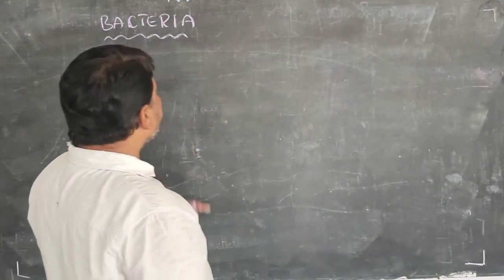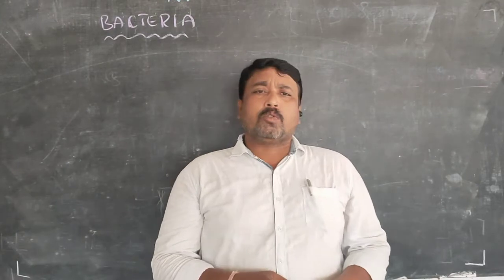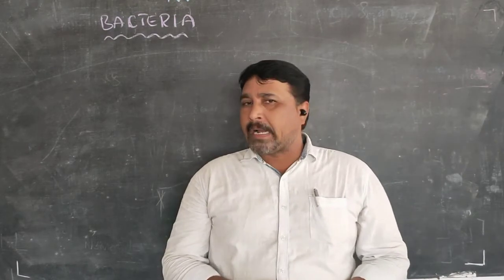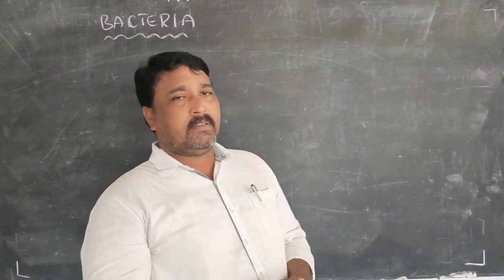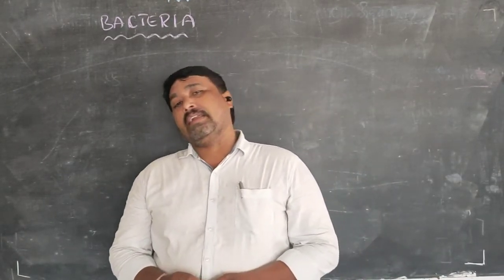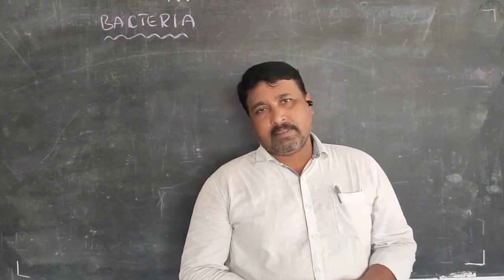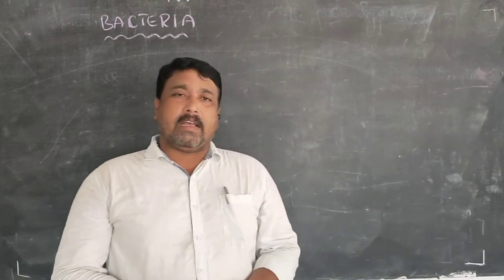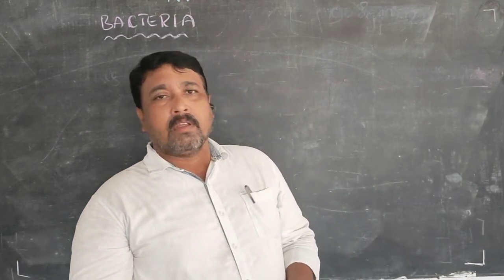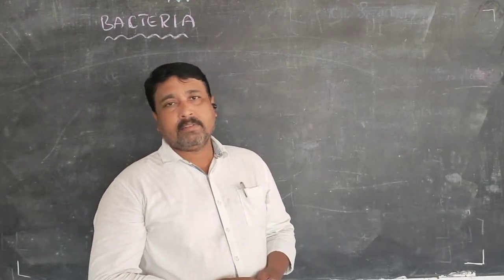Some of the bacteria tolerate acidic conditions. That type of bacteria is called acidophils. Some of the bacteria tolerate alkaline conditions. That type is called alkalophils. Some of the bacteria tolerate heavy salt concentration. That type is called halophiles.